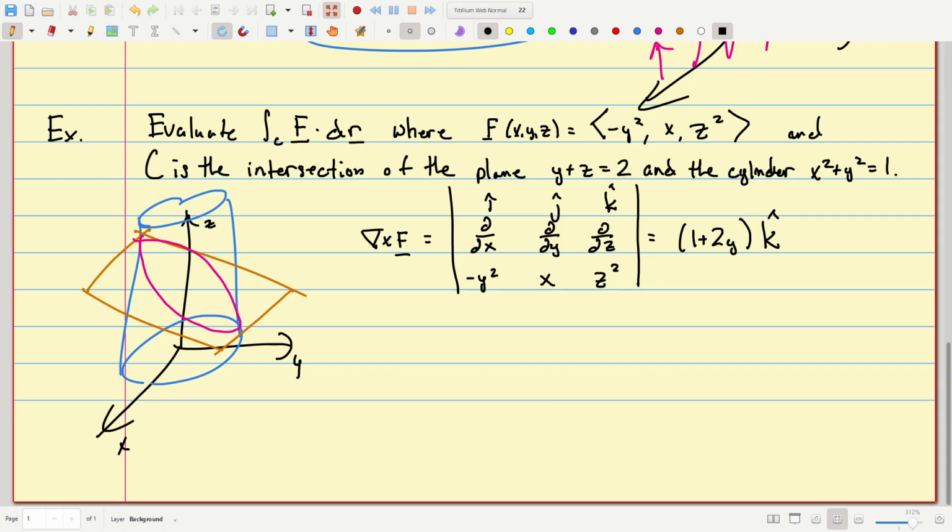All right, so we have this. Now we are wanting to set up the use of our theorem here.